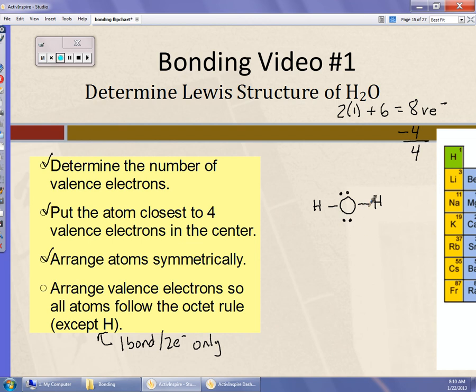Oxygen now has an octet. It has 1, 2, 3, 4 pairs, or 8 electrons. Each hydrogen has only 1 bond, 2 electrons, they're done. And I have 8 electrons total. 1, 2, 3, 4 pairs, or 8 electrons. This is done. Another way you could draw it would be like this.